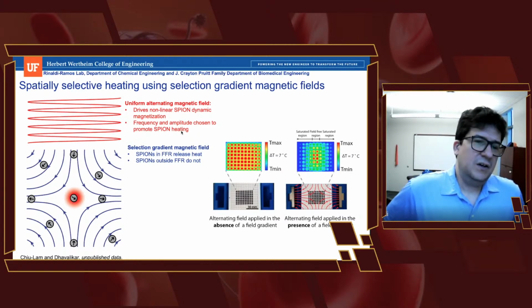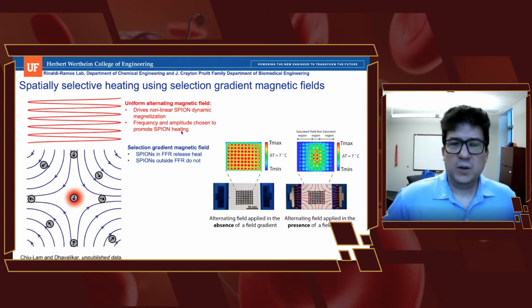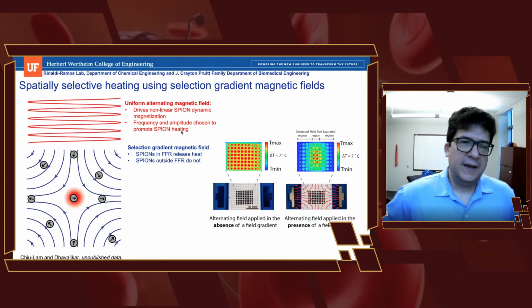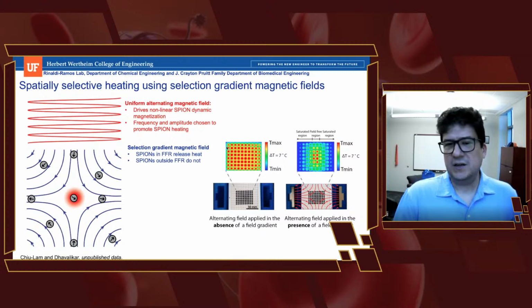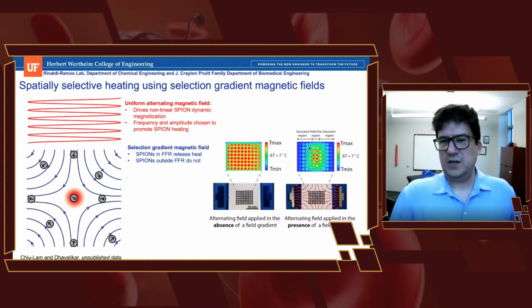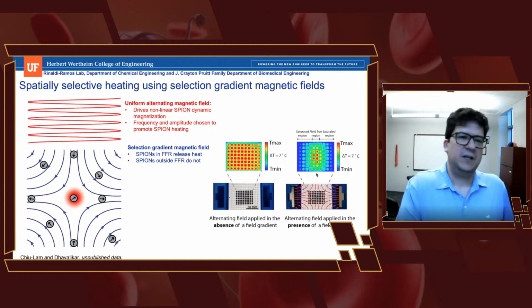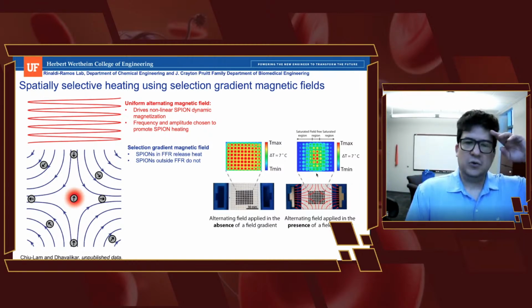And this is illustrated here where we have a 384 well plate with a collection of particles in the middle wells. If we apply an alternating field throughout, we get uniform heating, as evidenced from a thermal camera. But if we put two opposing magnets such that they generate a small field-free region in the middle, and this is the same set of wells, we get heating only in the central wells and no heating in the periphery. And so this illustrates how we could use these selection magnetic field gradients to control the region where particles are heating.